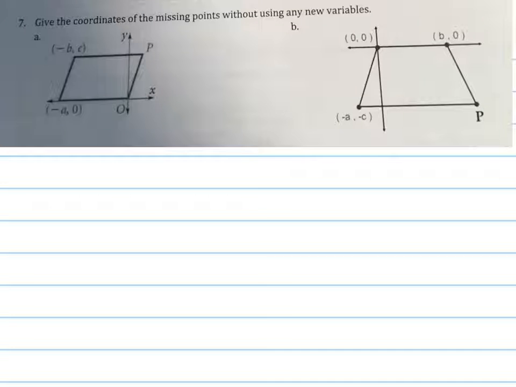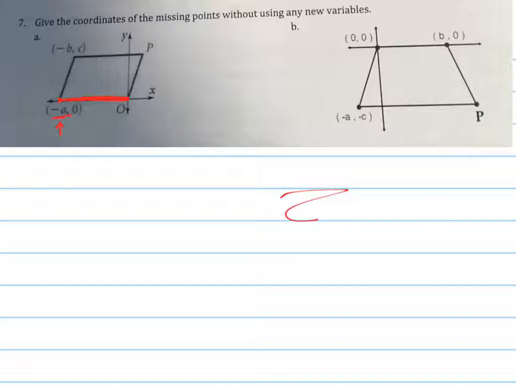All right, we're going to find the missing points without using any new variables. So the key to this is we're going to take this value right here. This tells me that that's negative a. That means that this distance right here is how much? If that value is negative a, what's this distance? What's the distance in red right there?